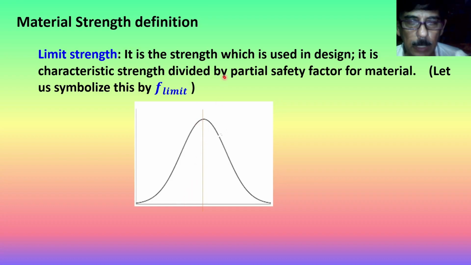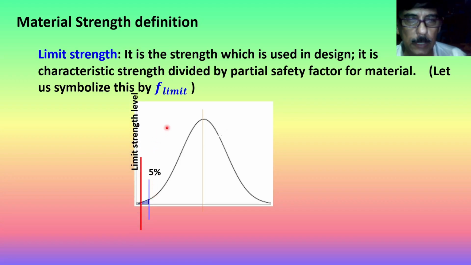So you have the probability curve, the mean value is at the middle, and the characteristic value is at the 5% level at the blue line, and the limit strength is still divided by the partial safety factor, so it goes still towards the lower side. Exactly, we are not defining how many percent is lying below the limit strength. If you read the probability theory, you can find it out based on the partial safety factor, how much lower, how far on the left hand side you have gone to, and what is the result lying lower than this.